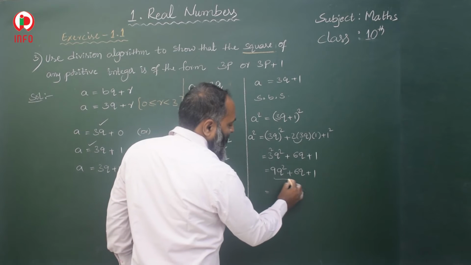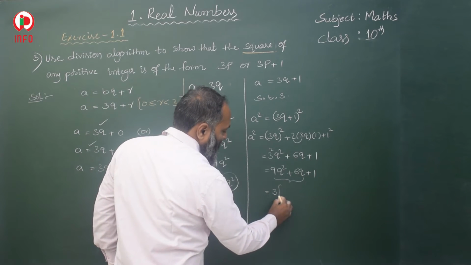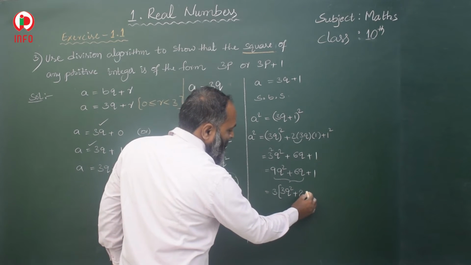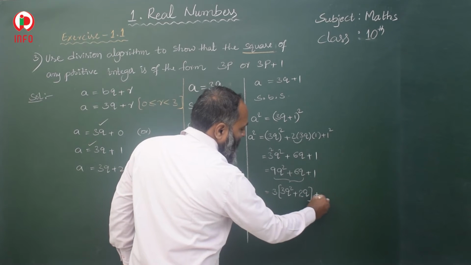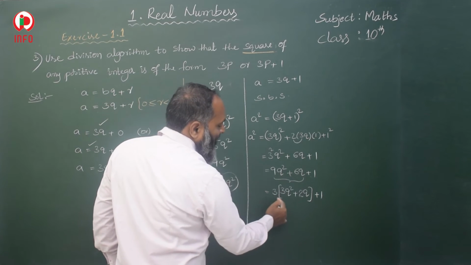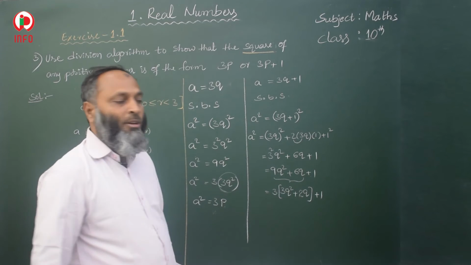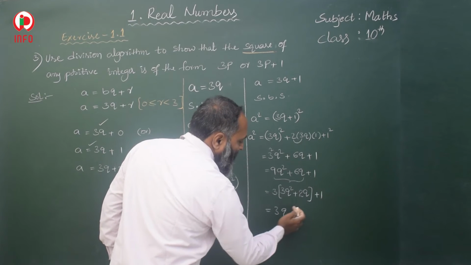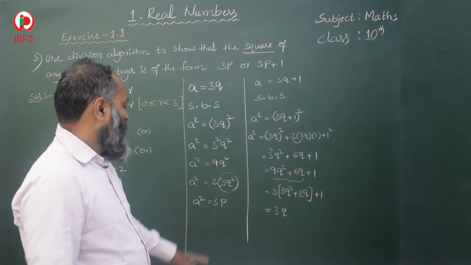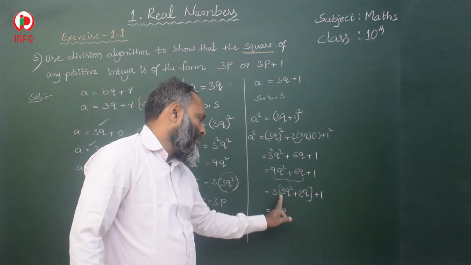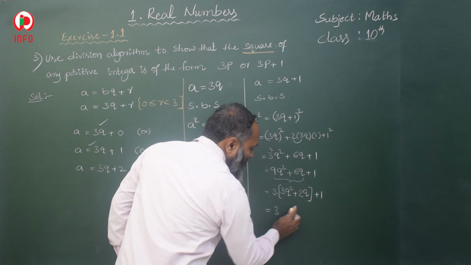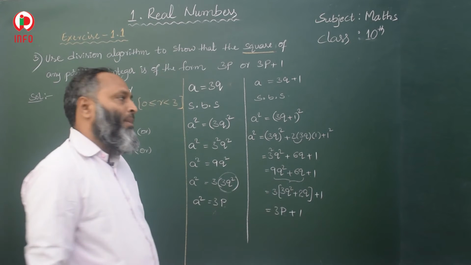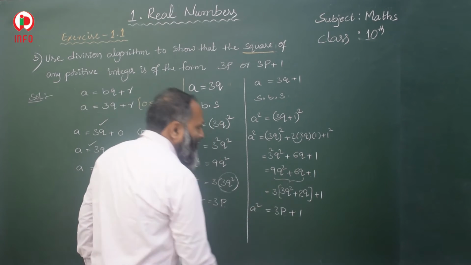Till here, you will get 3 as a common factor. Taking 3 common: 3 × 3 is 9, so 3q², and 3 × 2 is 6, so 2q, and plus 1 as it is. This 3 multiple you consider as p, 3 into something means this is a 3 multiple. So it is in the form of 3p + 1. a² is equal to 3p + 1.